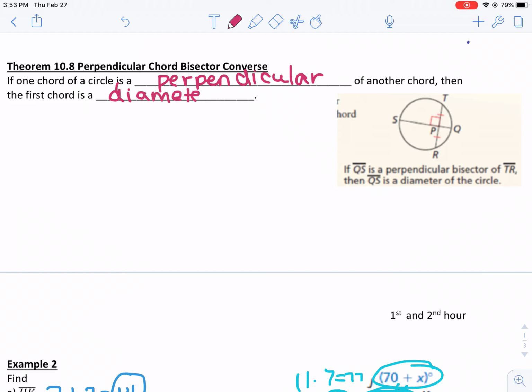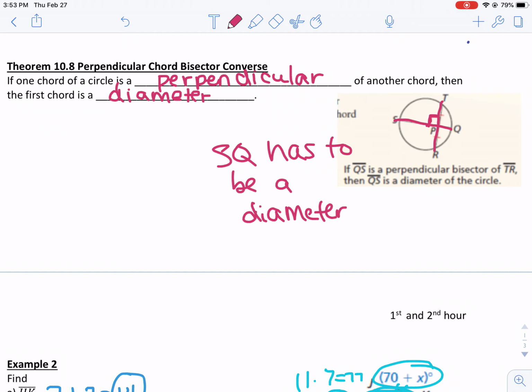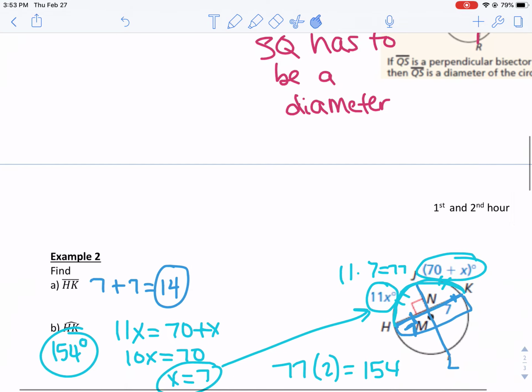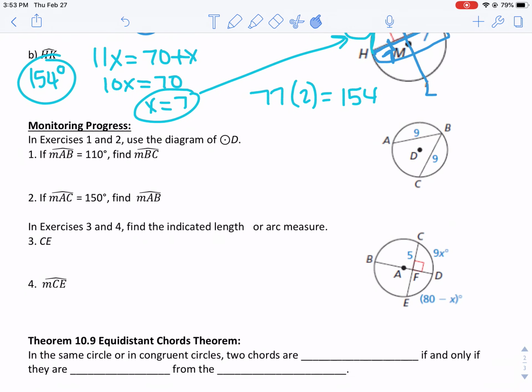So it says, if you have a chord, and you have a chord, I don't know if that's the diameter because I don't know where the center of the circle is. If they are perpendicular to each other, then SQ has to be a diameter. And we didn't know it was a diameter because they didn't give me the center of the circle, so I didn't know that SQ went through the center. But if it's perpendicular to another chord, that means that it is the diameter.